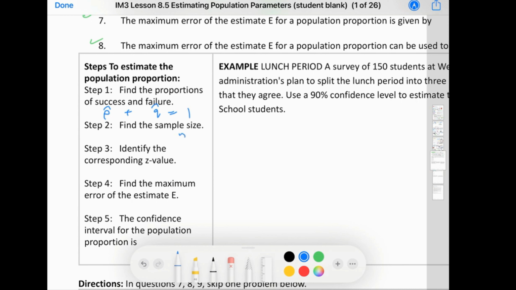What letter is that? That is letter N. Number 3, identify the corresponding Z value. So if we get a confidence interval, we can use our chart to find that Z equals some kind of number. Does that make sense? Number 4, find the maximum error of the estimate E. Well, we've already done that. E equals Z times S divided by the square root of N.